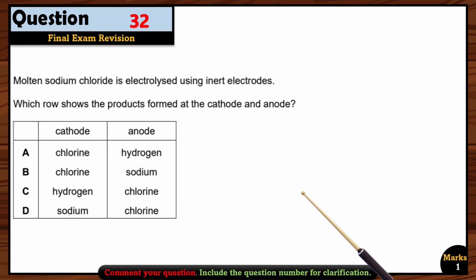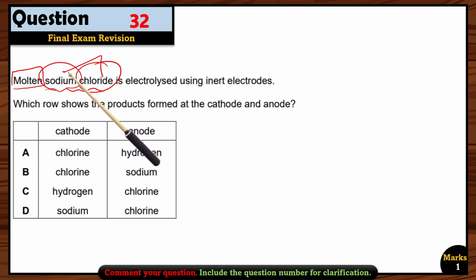Now we will look at the products: which products we can get at the cathode and anode depending on our electrolyte. Whenever you see the word molten, it means the products at the cathode and anode will be the same as the ions present in your electrolyte. What is our electrolyte here? Sodium chloride. It means your products will be sodium and chlorine. If you see the word molten, then the products will be the same as your compound: one will be sodium and the other will be chlorine gas.